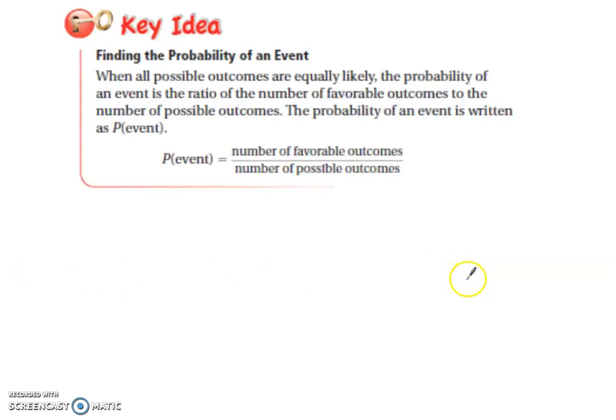So when we find the probability of an event, remember, the probability is a number. It's a fraction, and it lives between 0 and 1. To find it, we need to make a fraction. The probability of an event is the number of favorable outcomes, you get what you want, over the number of possible outcomes, or the total outcomes possible. Let's try an example.